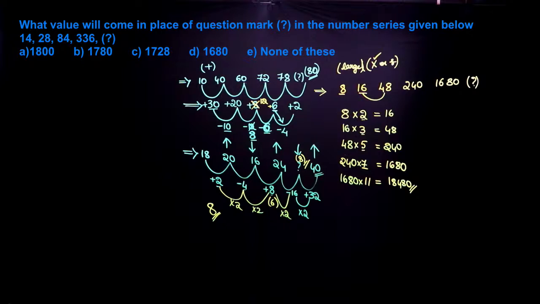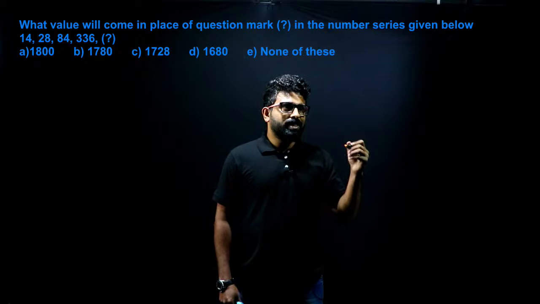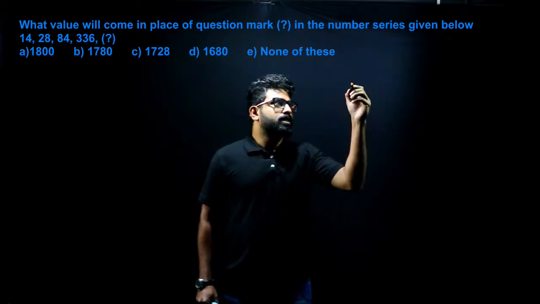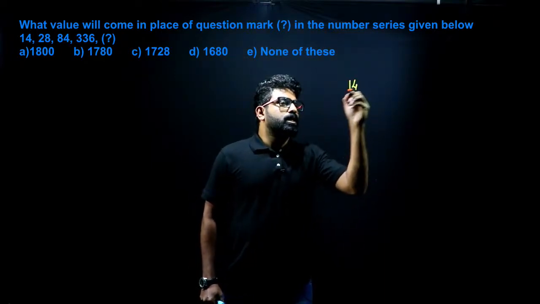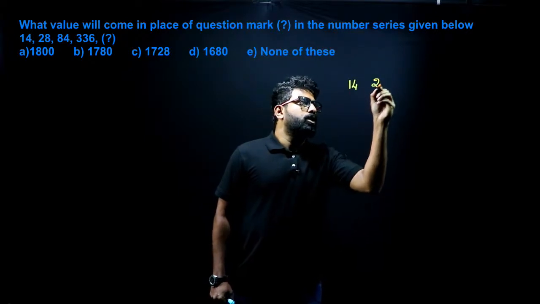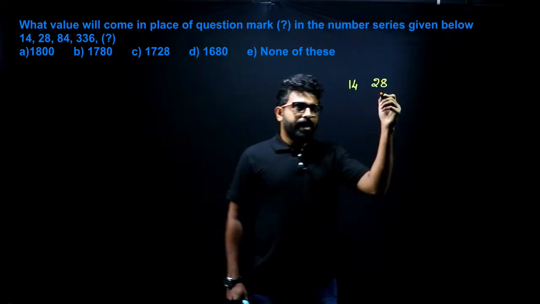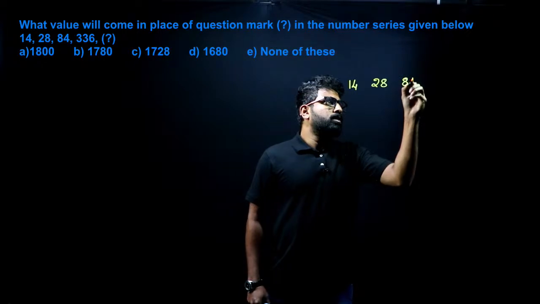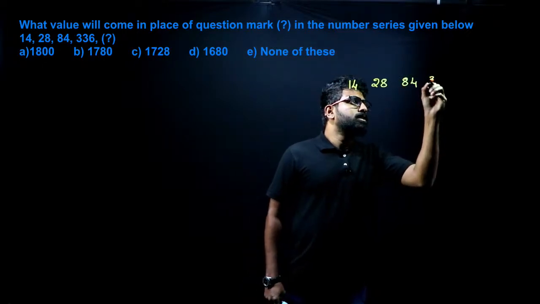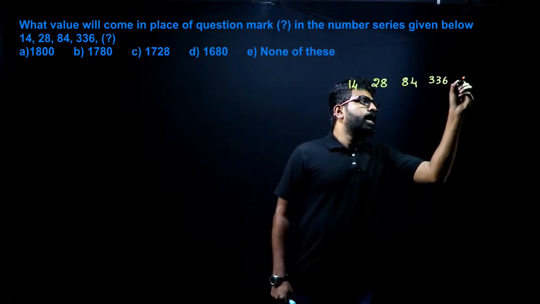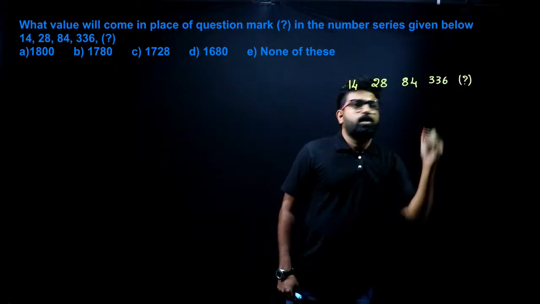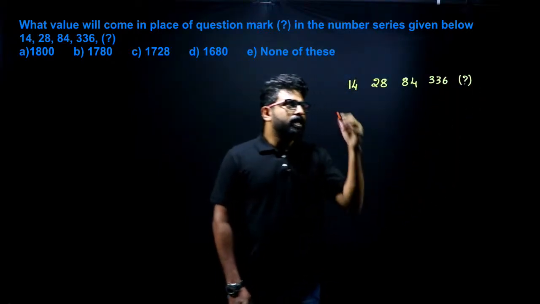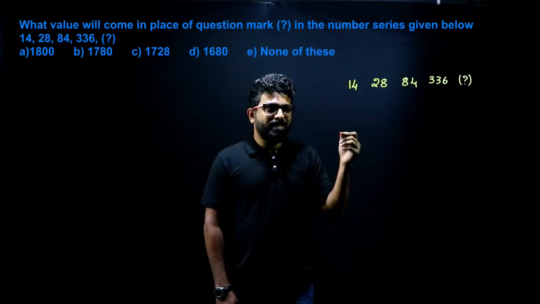Very good, very good. You have got correct answers. So let us start solving for people who haven't got the answer yet. So what does the question tell us? The series is 14, 28, 84, 336 and my missing term. A very simple question here. It is very similar to our previous question which I have solved here.